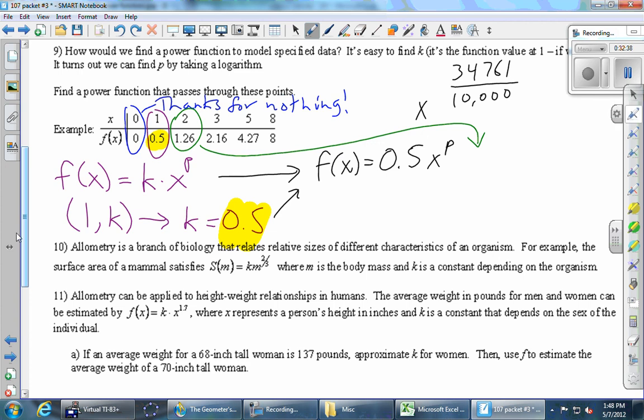What does it mean? Well, one of these is 2 and one of them is 1.26. Let's see, how much is the x? It's 2. So I get 0.5 times 2 to the how much is p? I don't know yet, that's what I'm after. It's not on the table. Times 2 to the p equals how much is the f of x value at that point? It's 1.26. That's an equation I can solve for p.